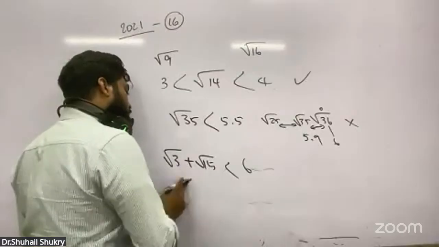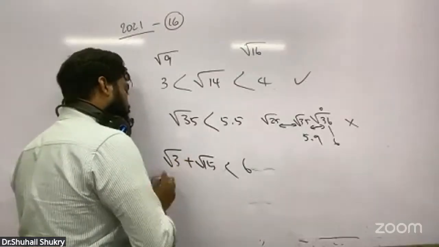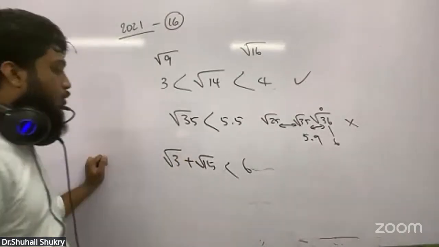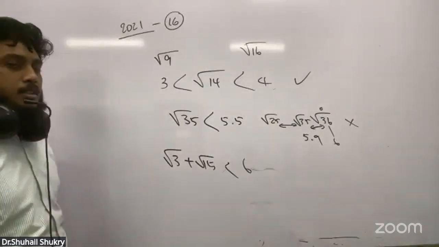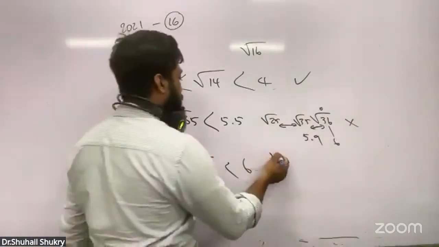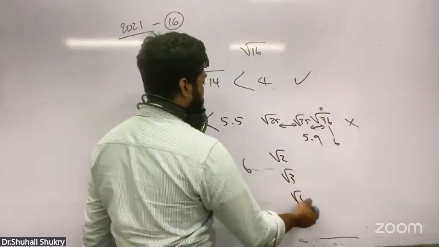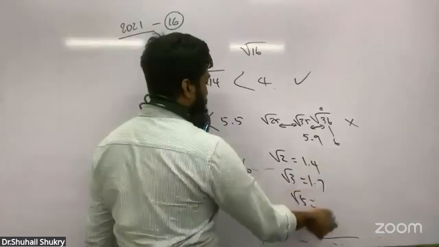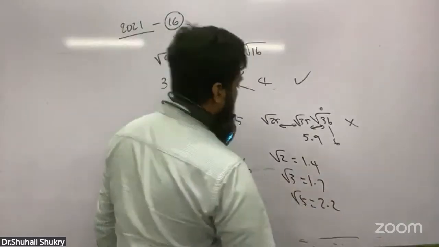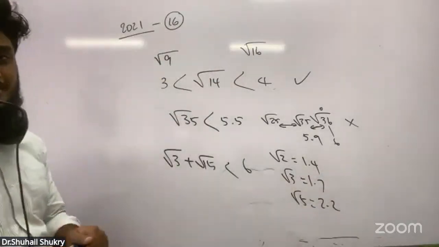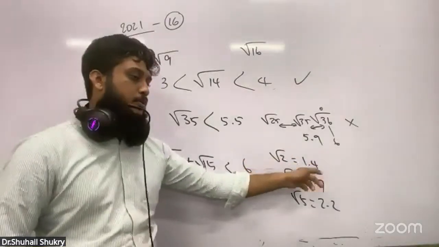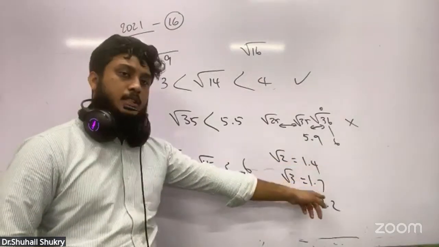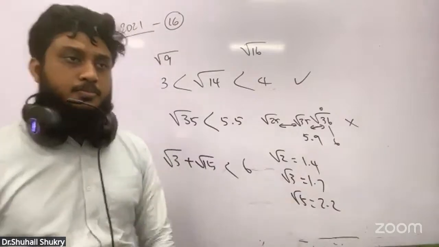So root 3 and root 15, they are telling less than 6. Normally root 3 value already you know. I have asked you to remember root 3 values, right? Normally what are the values I have asked you to remember? Root 2, root 3, root 5. You should be able to tell these values. Root 2 is how much? 1.4. Root 3, 1.7. Root 5, 2.2. Just remember root 2 is 1.4. Add 0.3, you get 1.7. Add 0.5, you get 2.2.